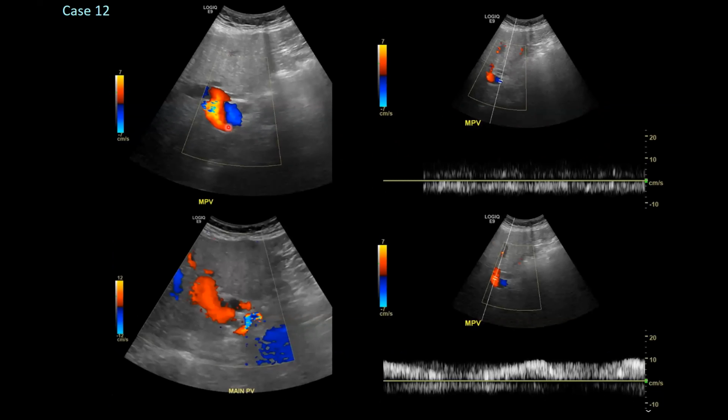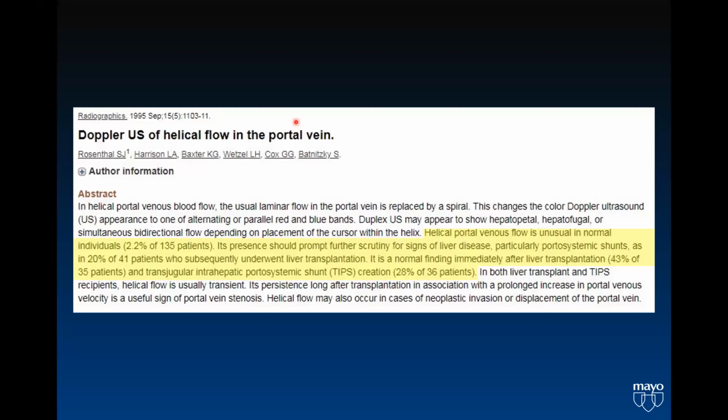Here's the main portal vein. It's kind of capacious. And here in this part of the main portal vein, we're getting flow that's going away. It's going down. But then in this part of the main portal vein, it's going towards the transducer. So this is really bizarre if you don't recognize it. And what you need to recognize is that there's spiral or helical flow in this main portal vein.